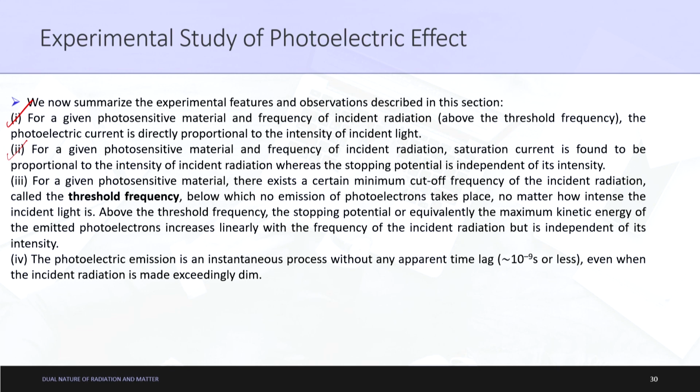Second is, for a given photosensitive material, there exists a certain minimum cutoff frequency of the incident radiation called the threshold frequency. This threshold frequency has been explained many times to you, below which no emission of photoelectrons takes place, no matter how intense the incident light is. Okay. Above the threshold frequency, the stopping potential, equivalent to the maximum kinetic energy of the emitted photoelectrons, increases linearly with the frequency of the incident radiation, but is independent of its intensity.